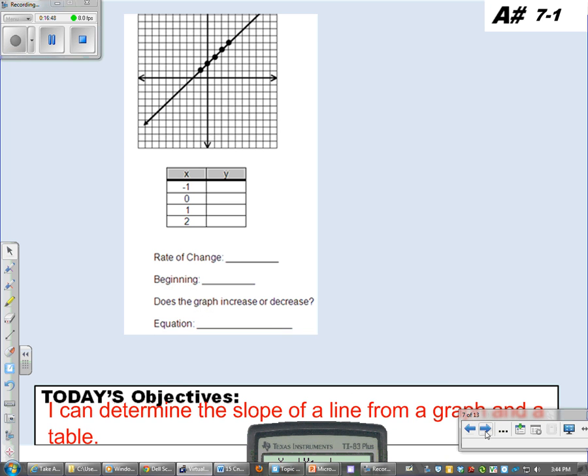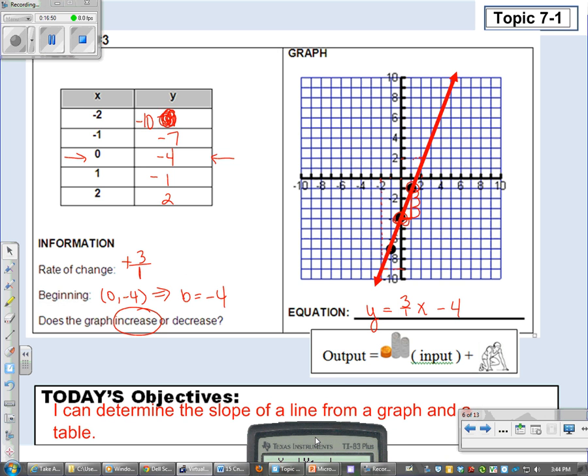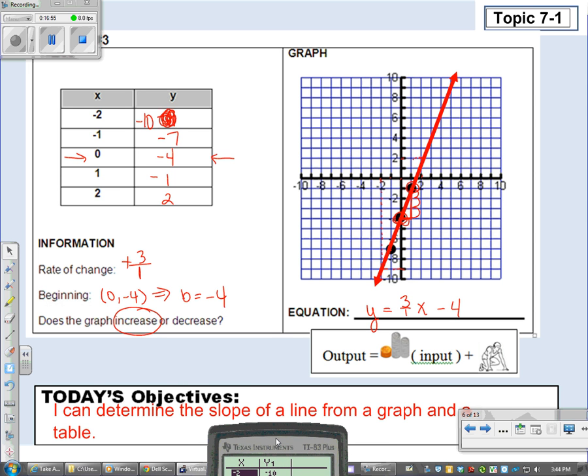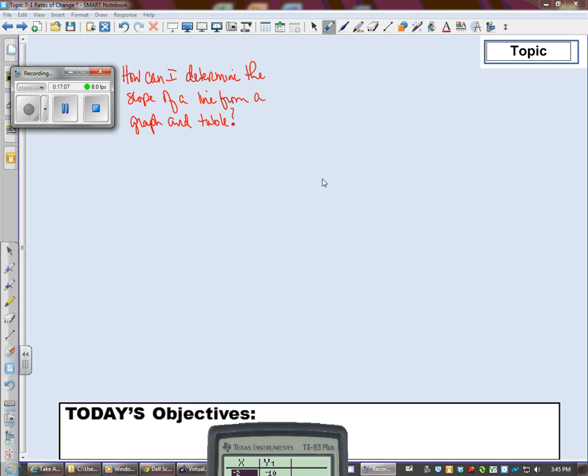Now we do our summary. Our question was, how can I determine the slope of a line from a graph or a table?